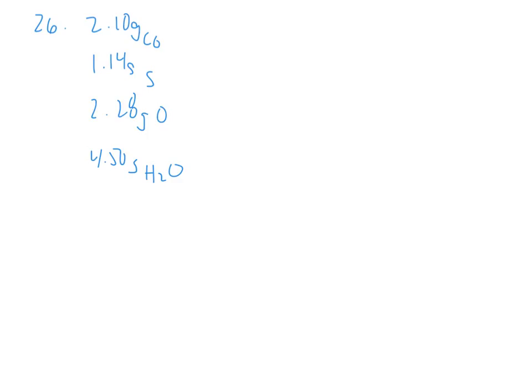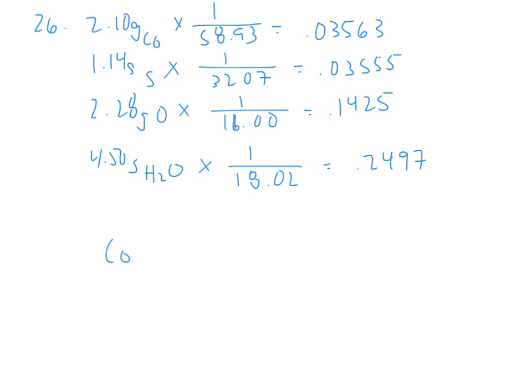Number 26 appears like it's more difficult because now you've got water involved, but it's just a hydrate, so still fairly simple to do here. I'm going to go ahead and change each of my amounts into their molar amounts. So I'm just going to pause here as I go ahead and get this step done. So now that I have my molar amounts, I'm going to go ahead and turn it into my equation, 0.3563. The sulfur is relatively the same, 0.03555. Oxygen, 0.1425.